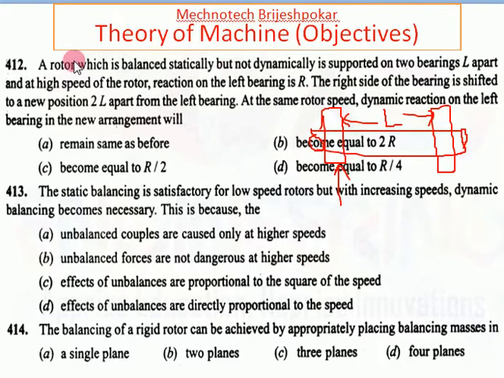A rotor which is balanced statically but not dynamically is supported on two bearings. Here you can see two bearings L apart, at a high speed of the rotor. Now the reaction on the left bearing is R. Here you can see the left bearing having the reaction R.